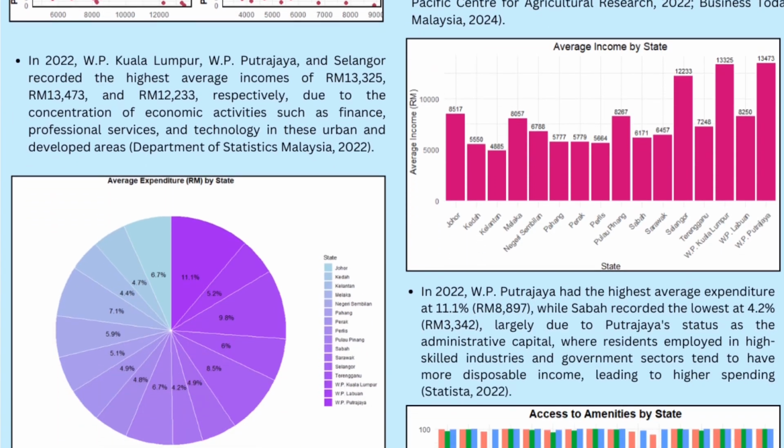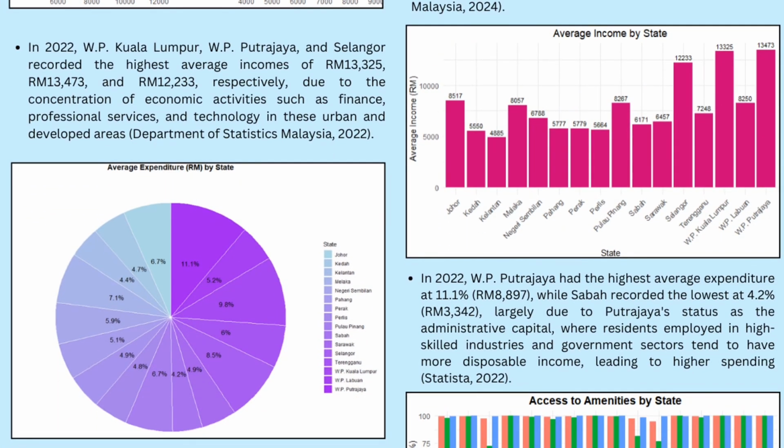The next figure is the pie chart, which depicts the average expenditure by state in 2022. It can be demonstrated that Putrajaya has the highest average expenditure at 11.1%, while Sabah recorded the lowest at 4.2%. This is because of Putrajaya's status as the administrative capital, where residents employed in high-skilled industries and government sectors tend to have more disposable income, leading to higher spending.